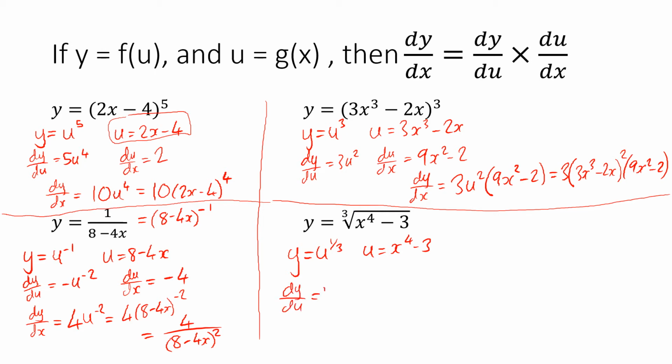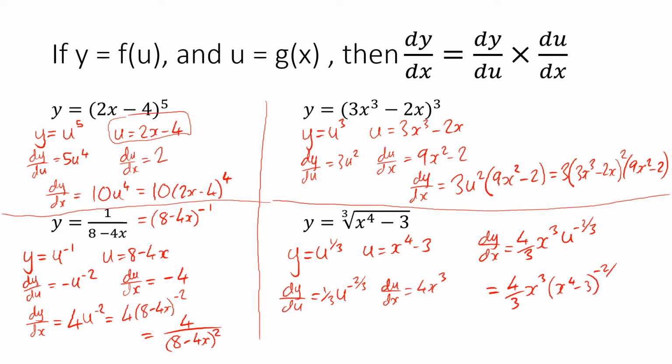So your dy/du is a third u to the minus 2/3. Remember to decrease the power. du/dx is 4x cubed. Multiply them together, we'll get dy/dx is 4/3 x cubed u to the minus 2/3. And then you want to substitute in your value of u now, so that would be 4/3 x cubed times (x to the 4 minus 3) to the power of minus 2/3.